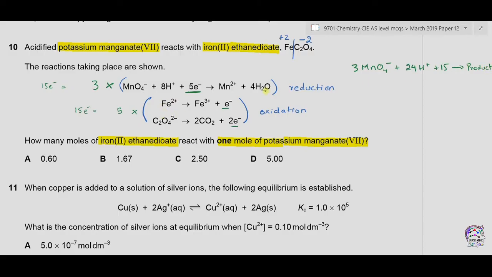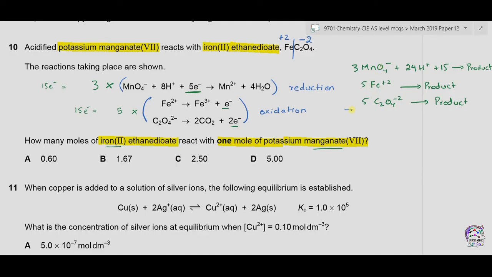For the second equation we can write 5 Fe²⁺ reacts to give product. C2O4²⁻ is also multiplied by 5, so we can write 5 C2O4²⁻ gives product. I'm not writing the product because in the question they have given iron 2 and KMnO4, so we just have to find out the number of moles of MnO4⁻ and iron plus 2.